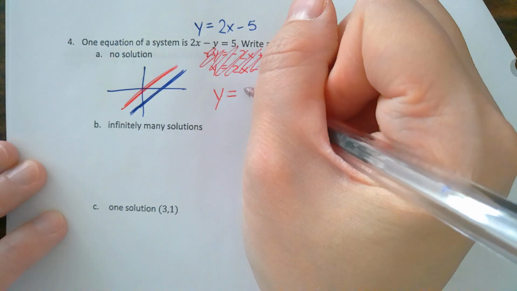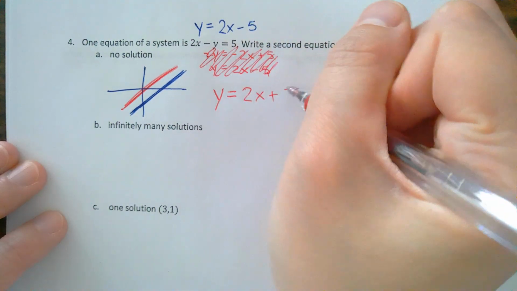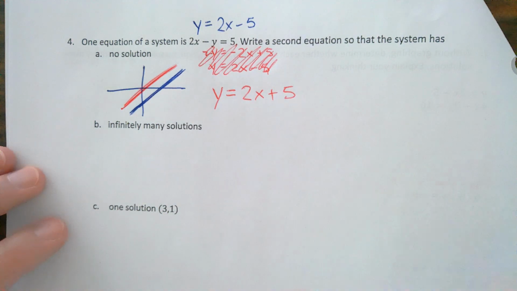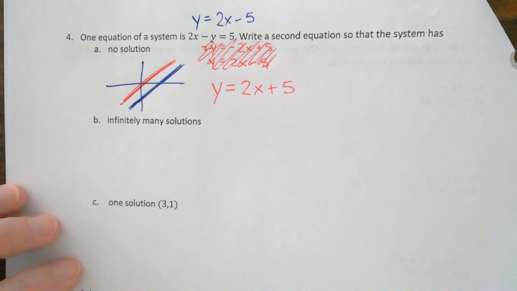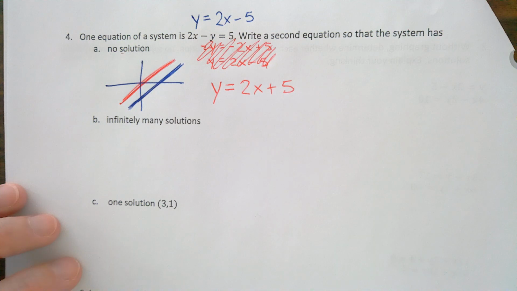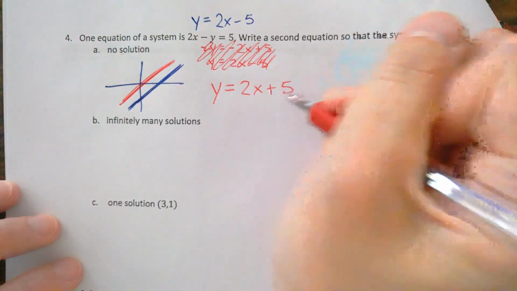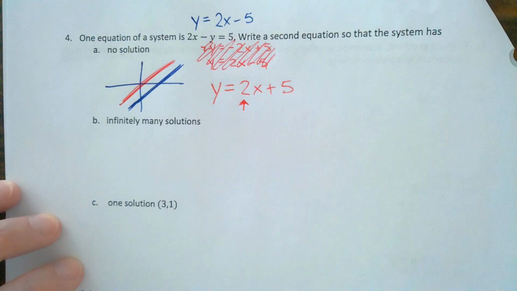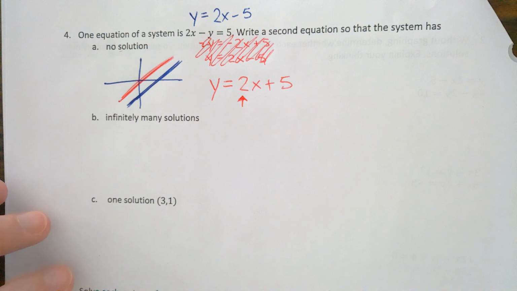Y equals, Sydney? Y equals 2x plus 5. Okay, because same slope means that the two lines are parallel, and no solution means no intersection point. To get a no solution, you basically just change the constant. It's not about this, it's this. Same slope. Okay. When it has the same slope, it means that they're parallel.